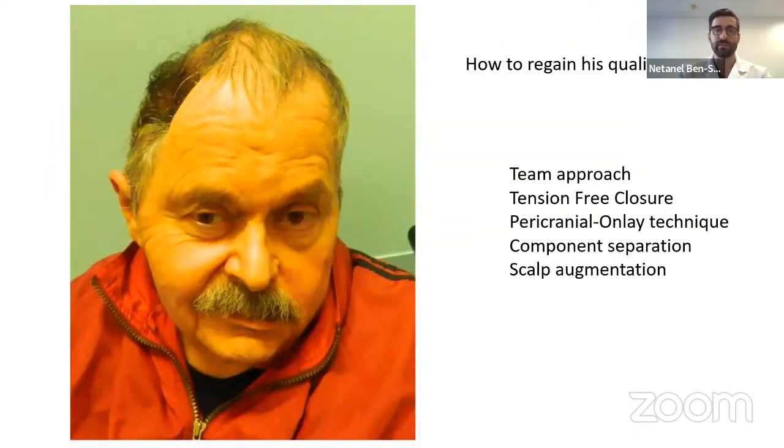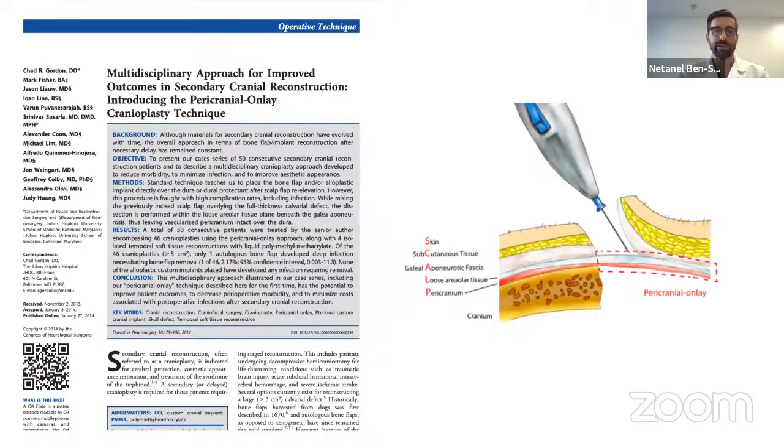This is a 67-year-old person who had an MCA stroke, hemicraniectomy, and recovered quite well. He wants to go back and pick up his grandkids from school, and he doesn't want to look like that. And he comes to us and says, I know the complication rates are very high. Should I do that at all? Should I even consider cranioplasty? And we offer this pericranial onlay technique, which we showed really decreases the complication rates.